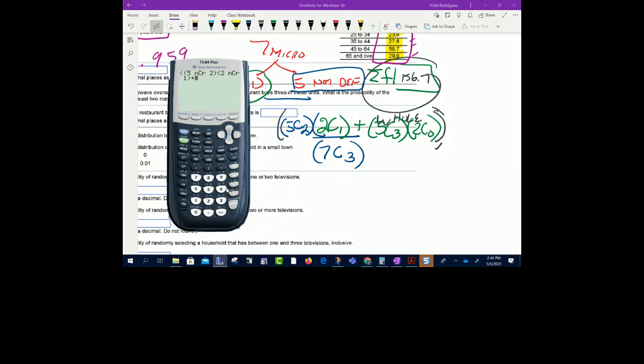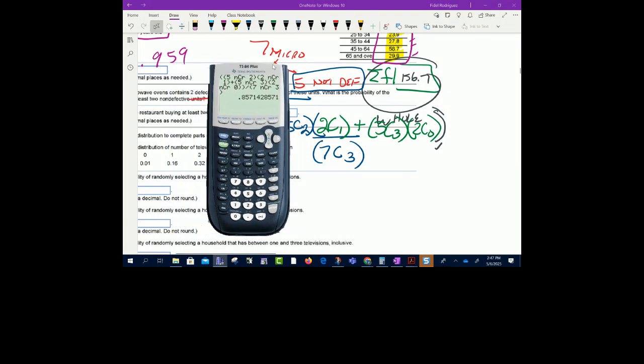2, math, probability, we're going to choose one of those guys, okay? And then we're going to add 5, math, probability, we're going to choose 3, and then parentheses again, we're going to go 2, math, probability. We're not going to choose any, okay? And I'm closing this green parenthesis here. Now I'm going to close my other one, and then we're going to go divide, parentheses, 7, math, probability, and we said we were choosing 3 because that was my denominator, and I'm going to hit enter.